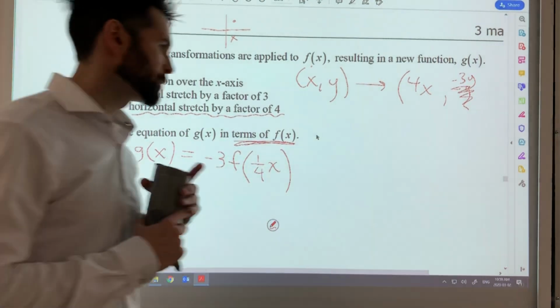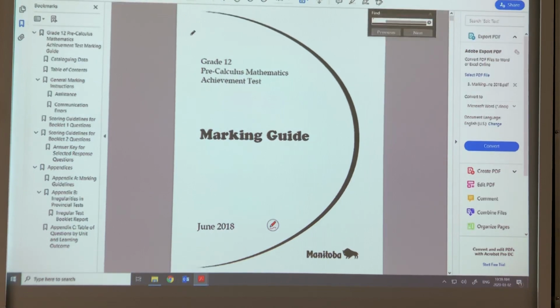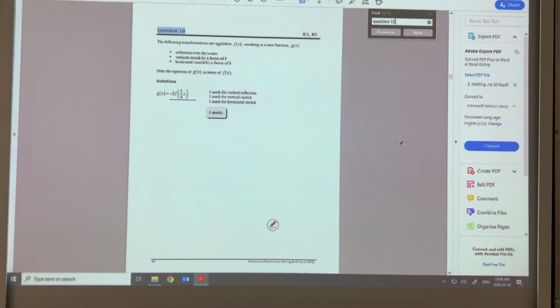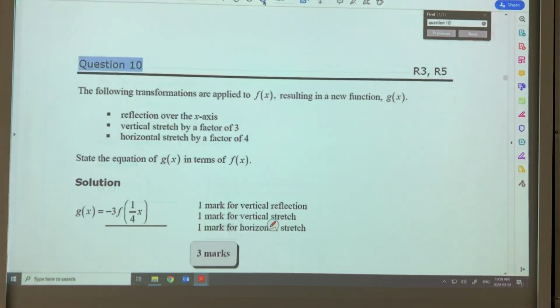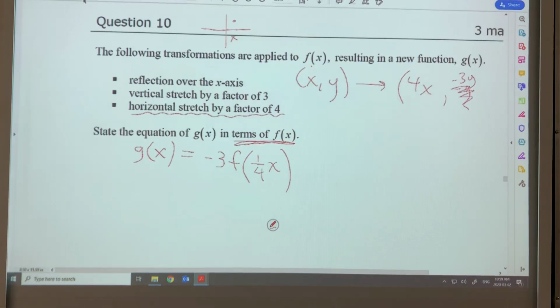Now we should quickly check the solution. This is question number 10. I encourage you to go find these online, like I showed you. And yeah, it looks like we got it, so that's good news. There's the mark breakdown. So you can see there's just one mark right. Alright, let's see what else we got.